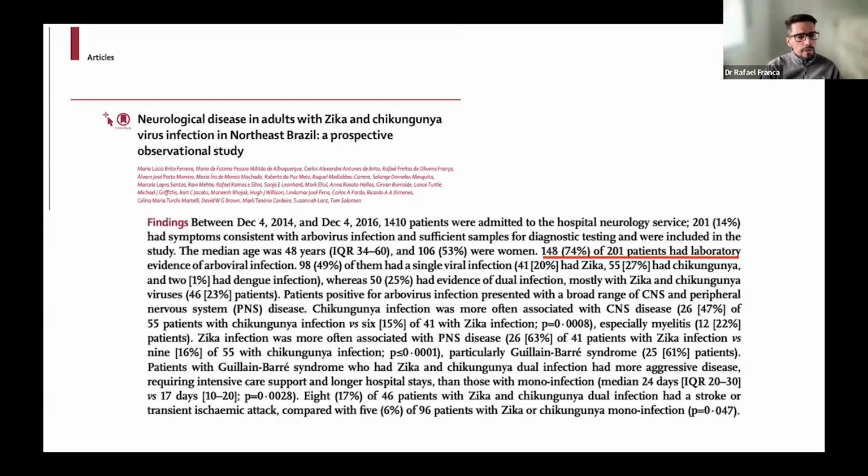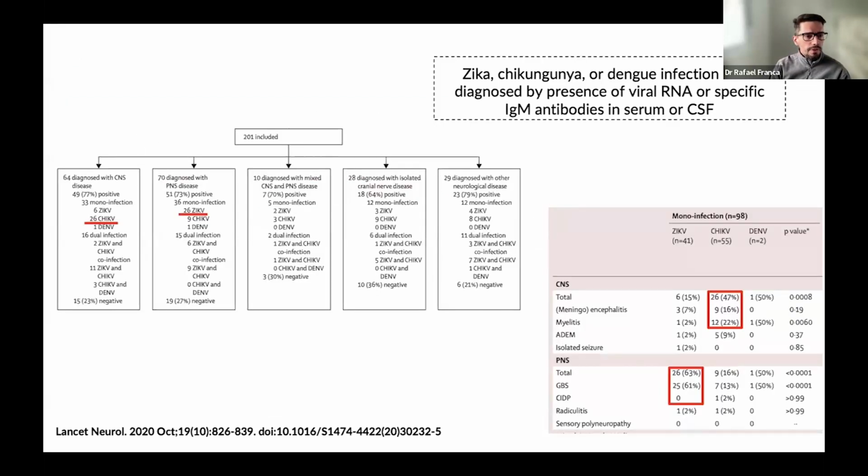Next slide, please. And from this project, we learned that most of the cases diagnosed with chikungunya were related to central nervous system infection. The most commonly reported syndromes were meningoencephalitis in chikungunya monoinfected cases, and myelitis. On the other hand, Zika was related to an increase in the number of peripheral neurological diseases, for example, Guillain-Barré syndrome, which was seen in a large proportion of the patients.